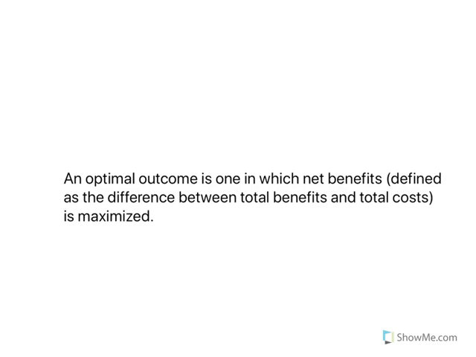And so an optimal outcome is one in which net benefits, defined as the difference between total benefits and total costs, is maximized. So in other words, when I take my total benefits and I subtract out the total costs of that activity, the result should be the biggest number possible. Then I will know I will reach the optimal outcome.